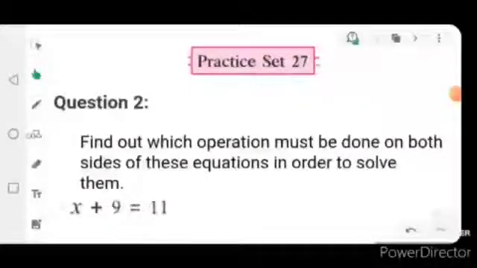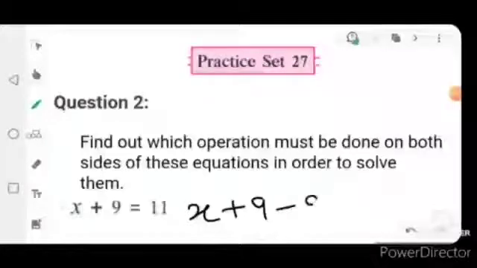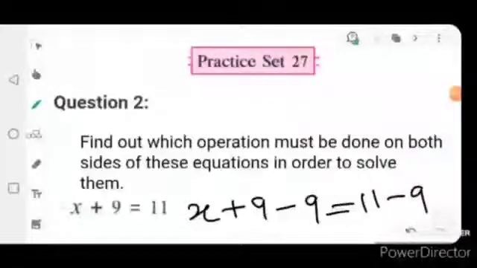So the equation will become x plus 9 minus 9 is equal to 11 minus 9. Okay, like this. So which operation will we do over here? Subtraction, because addition is given to you. So we have to find the operation which must be done on both sides of this equation. Here we will do subtraction because addition is given to you.